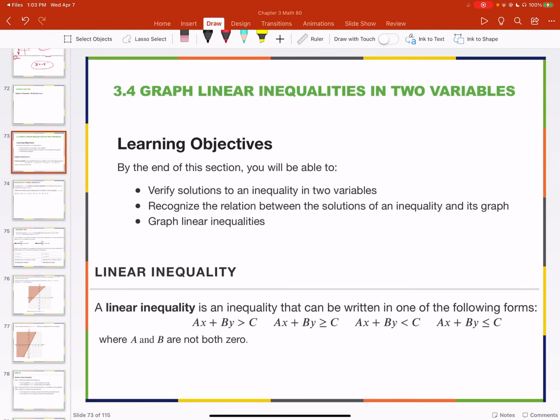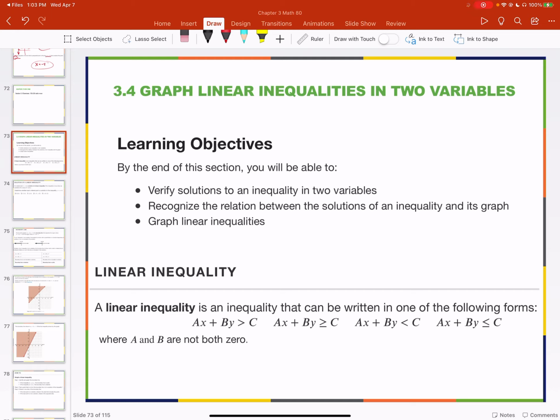Hello, welcome to section 3.4, where we're going to graph linear inequalities in two variables. So basically, think of it this way. We're going to draw lines, and instead of just doing a single line, that line is going to cut the plane into two pieces, and we're going to shade either side of the plane.